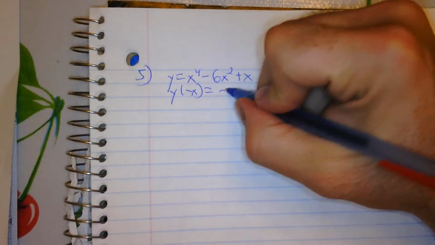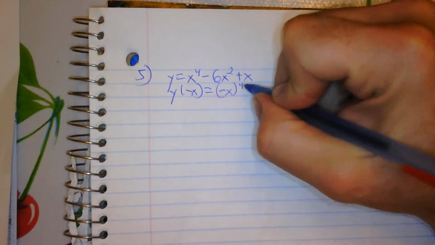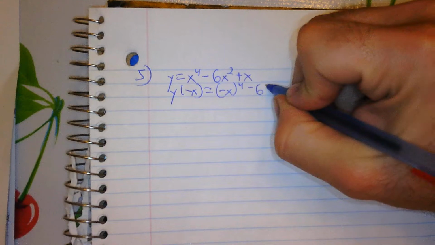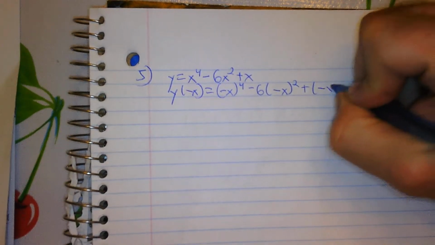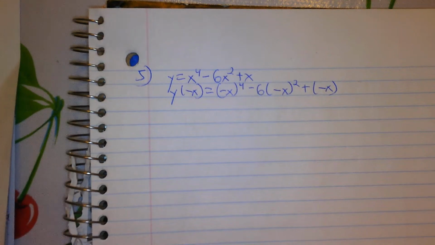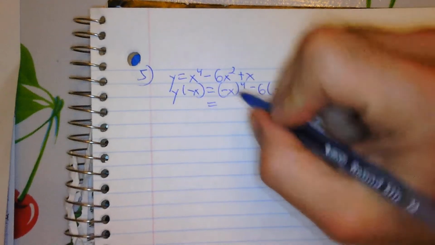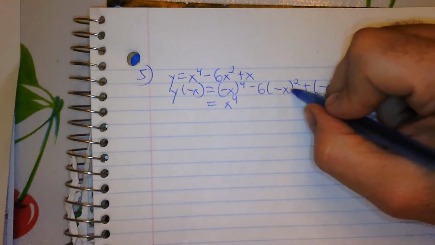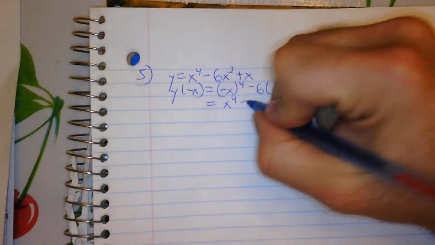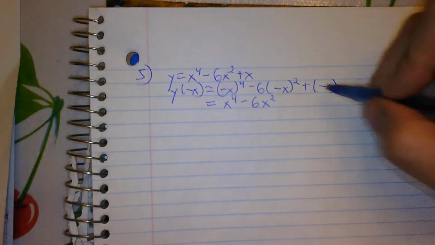All right, so this is negative x, the whole thing to the 4th, minus 6 times negative x squared plus negative x. Look at my judicious use of parentheses. I don't want to mess this up. Negative x to the 4th is x to the 4th. Negative x squared is x squared, so it's just minus 6x squared. Negative x.